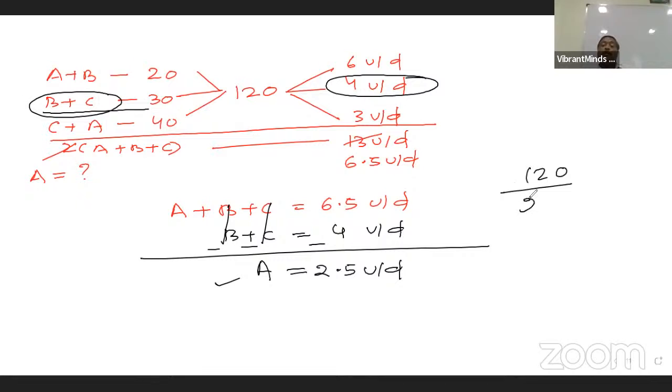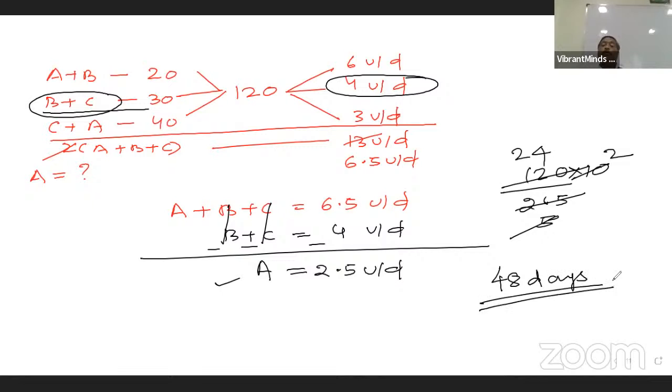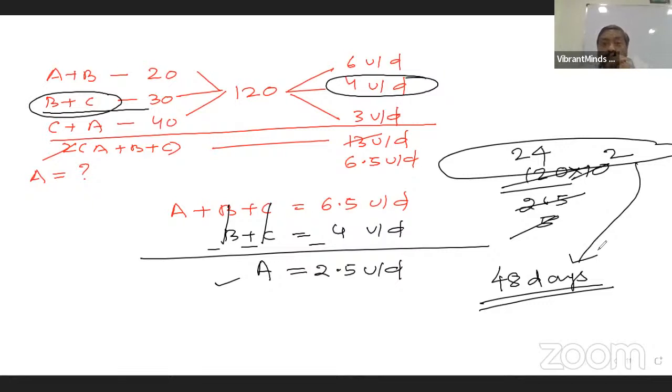So number of days taken by A will be what? 120 divided by 2.5. Remove the decimal. We have a 10. 5 fives are 25, 5 twos are 10, 24. 24 into 4. This is 24 into 2, and that will give you 48 days. Is it clear, everyone? Is it clear?